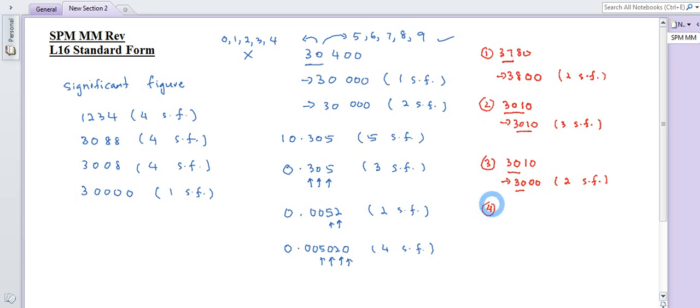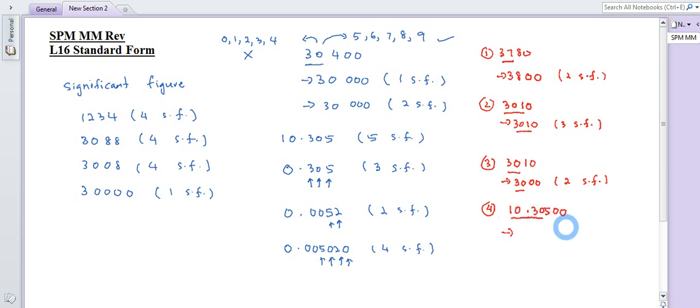We try decimal. We have 10.30500. I want you to correct this answer to four significant figures. So which one is the first one? This one? No. Here. 1, 2, 3, 4. Okay.